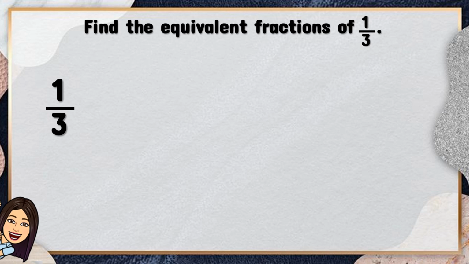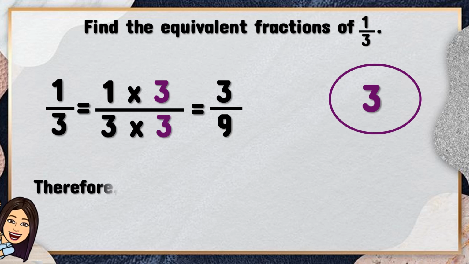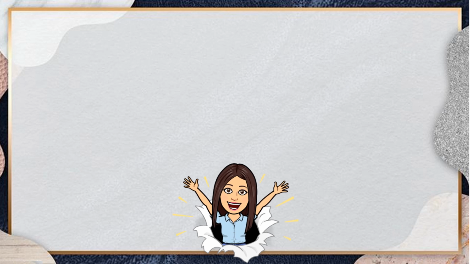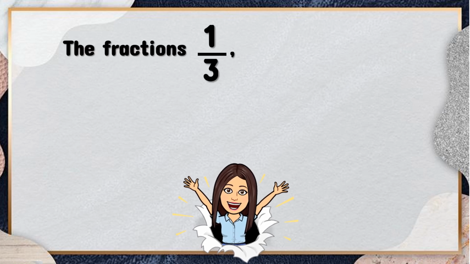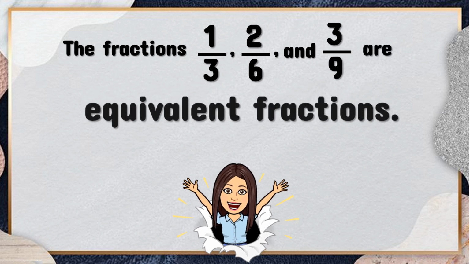Let's find another equivalent fraction of 1/3. Let's multiply 1/3 by another number. Let's try 3. The numerator 1 times 3 is 3. And the denominator 3 times 3 is equal to 9. Therefore, 3/9 is also an equivalent fraction of 1/3. So it means the fractions 1/3, 2/6, and 3/9 are equivalent fractions.